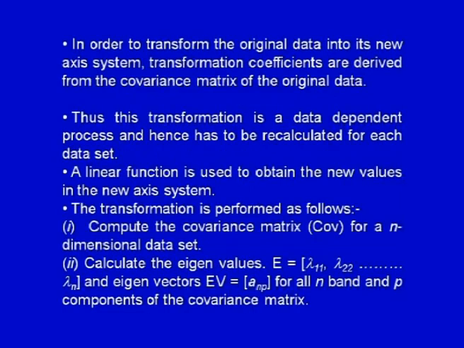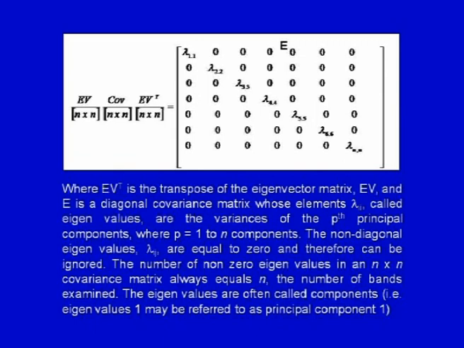In order to transform the original data set into its new axis system, transformation coefficients are derived from the covariance matrix of the original data set. Thus, this transformation is a data dependent process and hence has to be recalculated for each data set. A linear function is used to obtain the new values in the new axis system. The transformation is performed as follows. First of all, compute the covariance matrix for an n-dimensional data set. Now, compute the eigenvalues and the eigenvectors for all the n bands and p components of the covariance matrix. Here, we can see the process of converting the covariance matrix into its eigenvectors and eigenvalues.